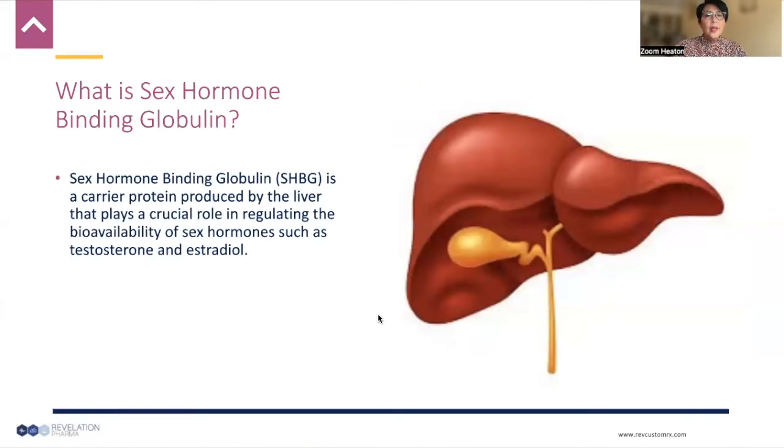So, what is sex hormone binding globulin? It is a carrier protein produced by the liver that effectively helps shuttle around hormones in your body, such as sex hormones like testosterone, DHT, and estradiol. And it plays a crucial role in regulating the bioavailability of those sex hormones.